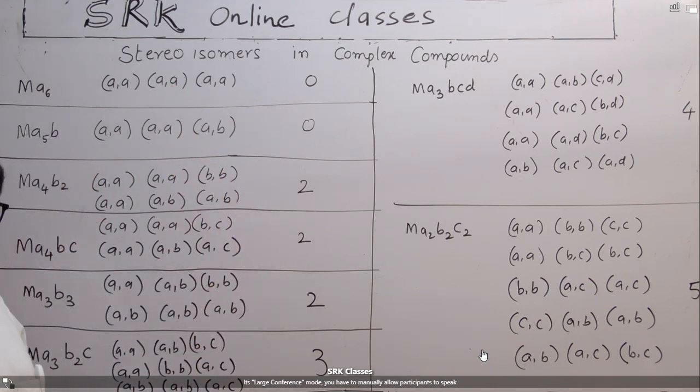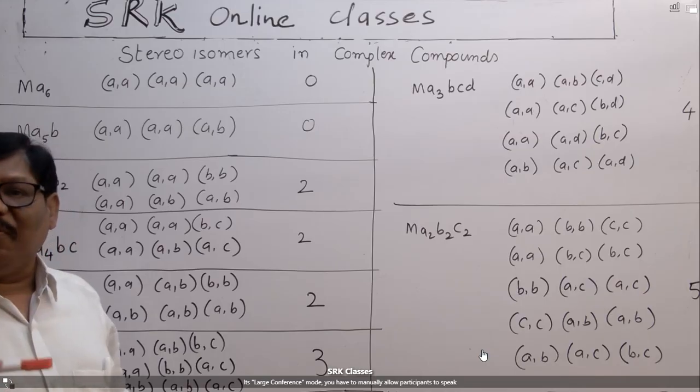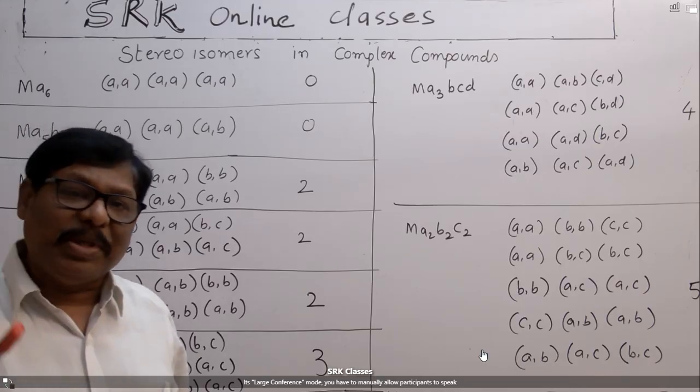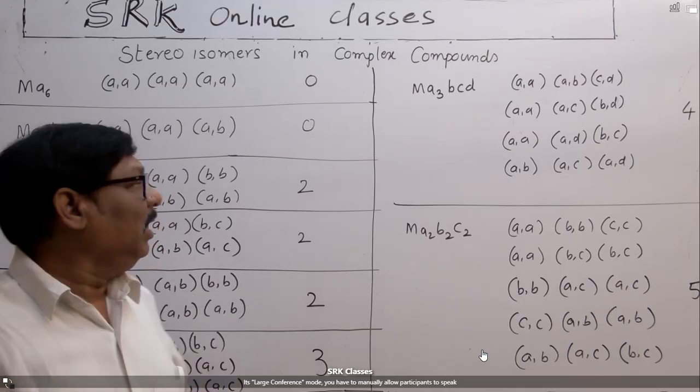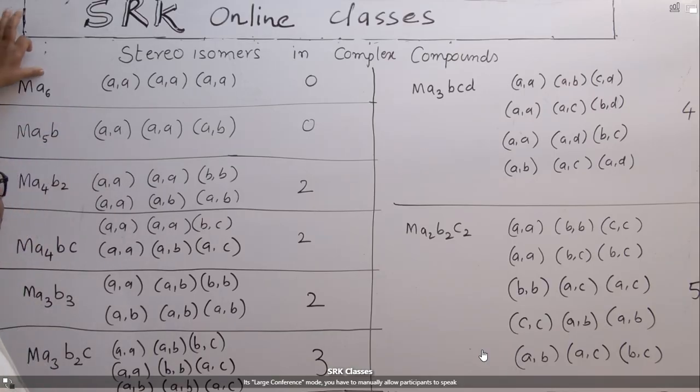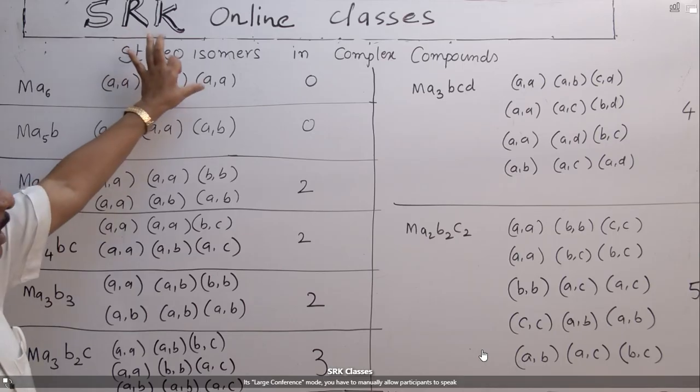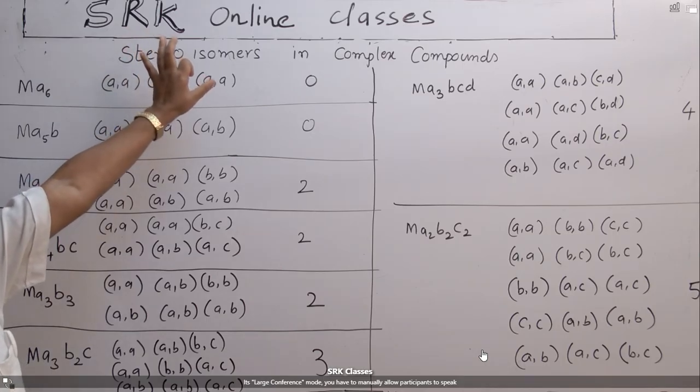First, we'll concentrate on the geometrical isomerism. After that, we'll discuss the optical isomerism in the same complex. Here, if Ma6 is present, there is no geometrical isomerism. Only one possibility is there. I cannot write two geometrical isomers.